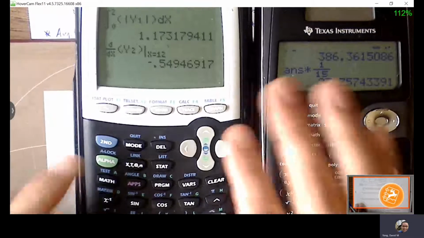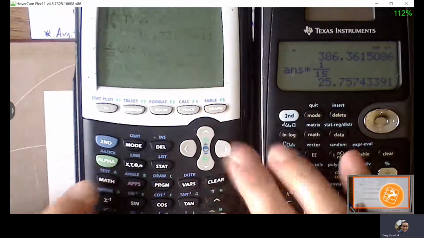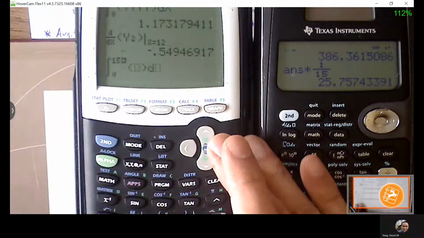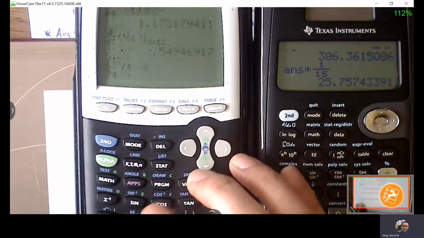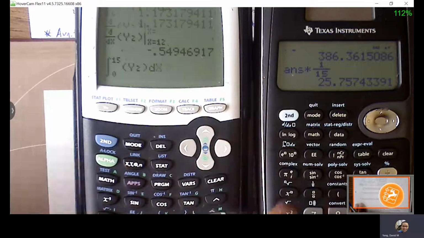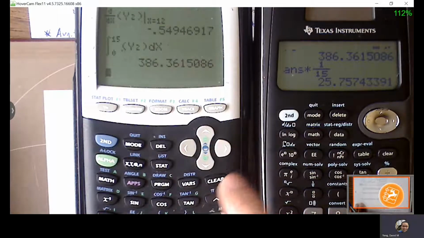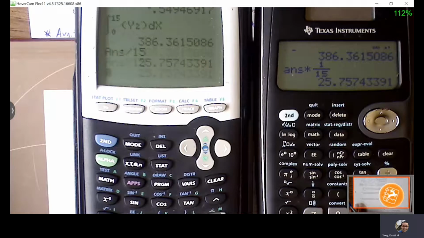Okay, graphing calculator, math 9. I'm going to just call vars y vars. I already have it stored under y2. Okay, divided by 15.